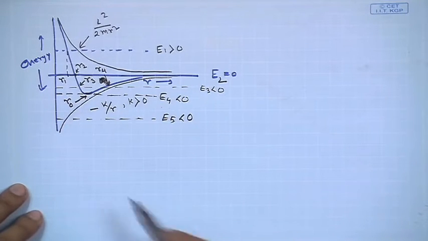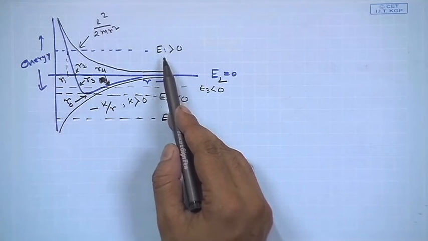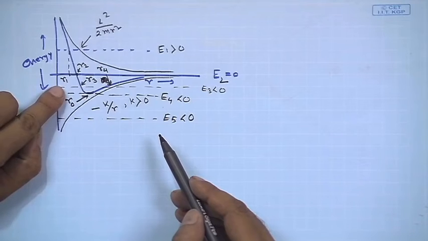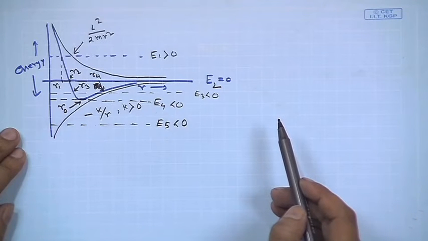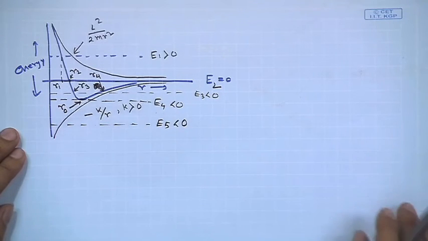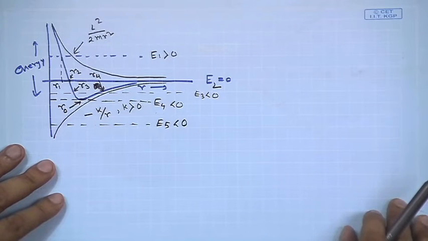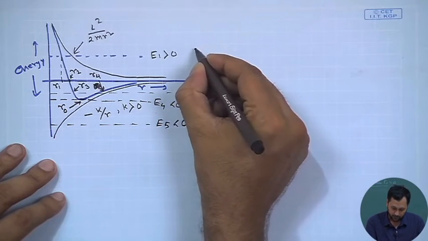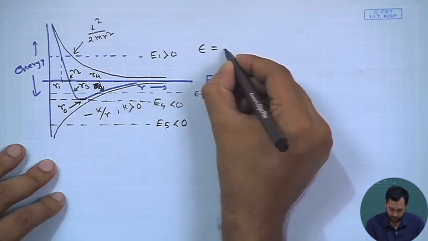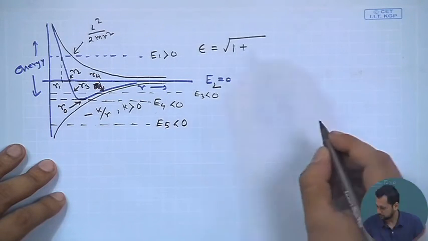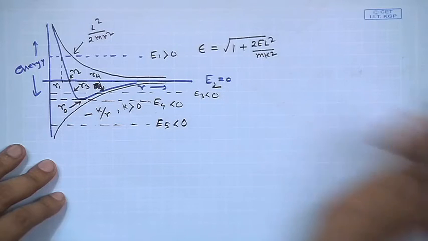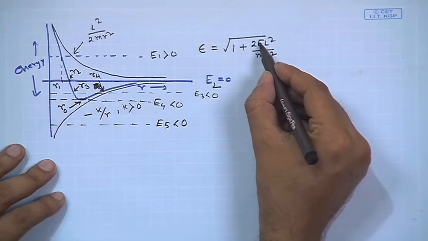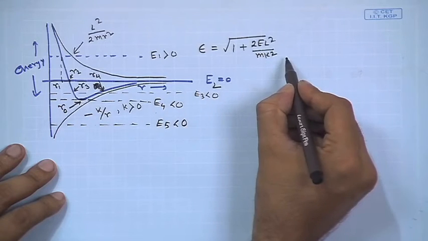So, for E1 greater than 0, we have one intercept, which is at R1, right. Now, the total energy of the particle is greater than 0, and as per our discussion yesterday, this particular case produces an unbound orbit. Unbound orbit, net energy greater than 0, that essentially means your epsilon, which is given by root over 1 plus 2 E L square by m k square. Now, if the total energy E is greater than 0, then this epsilon must be greater than 1.